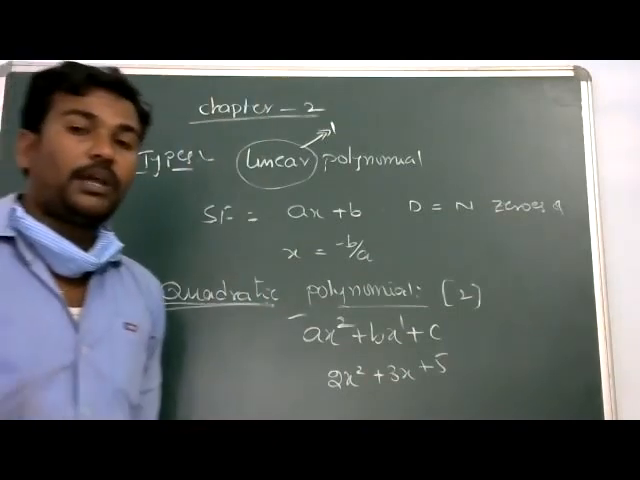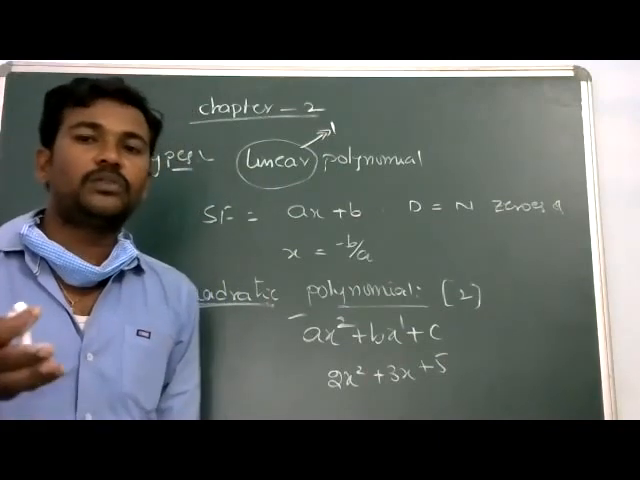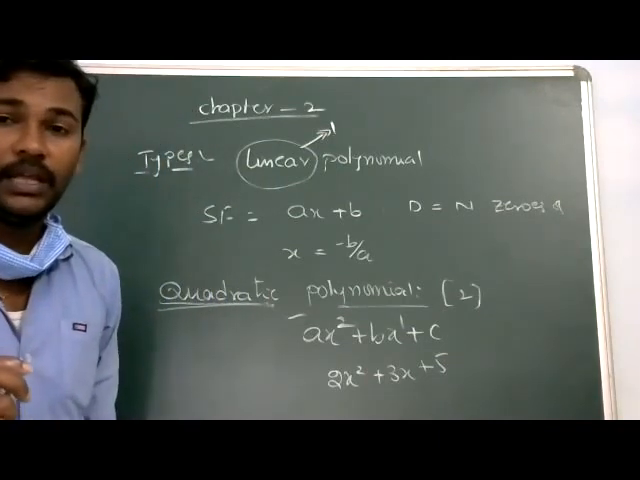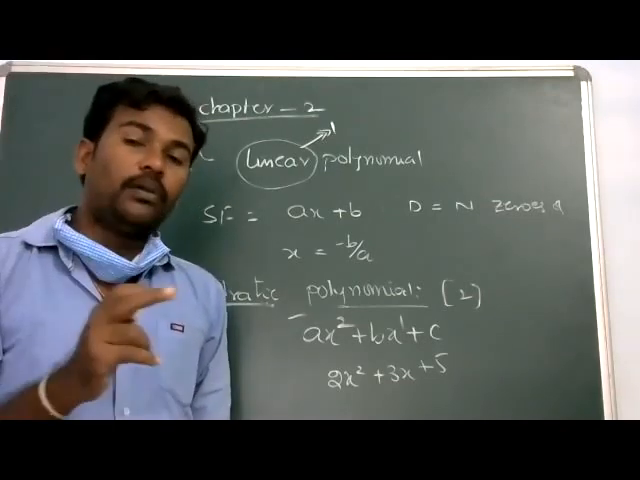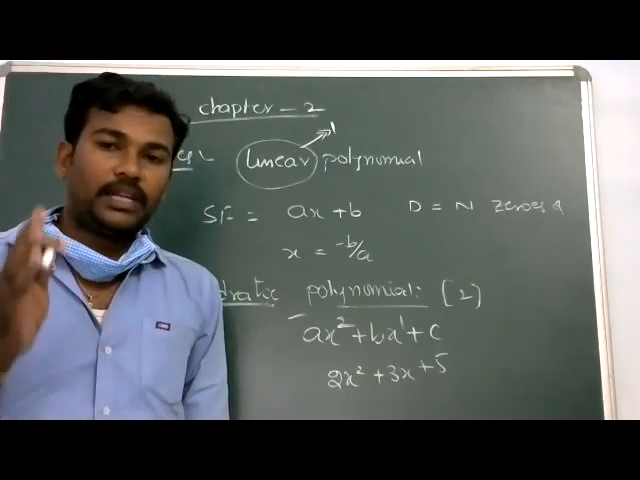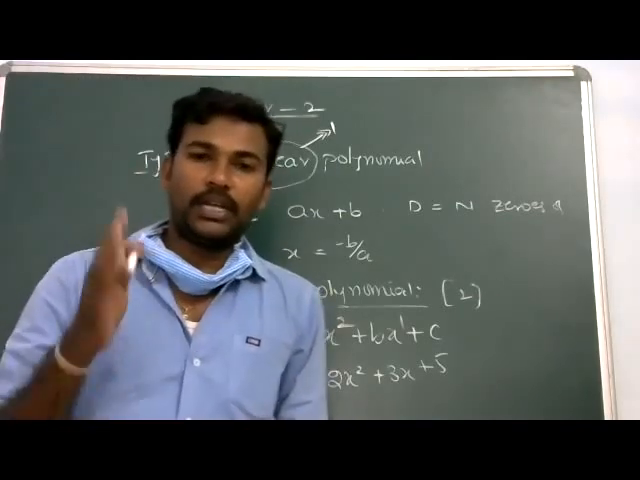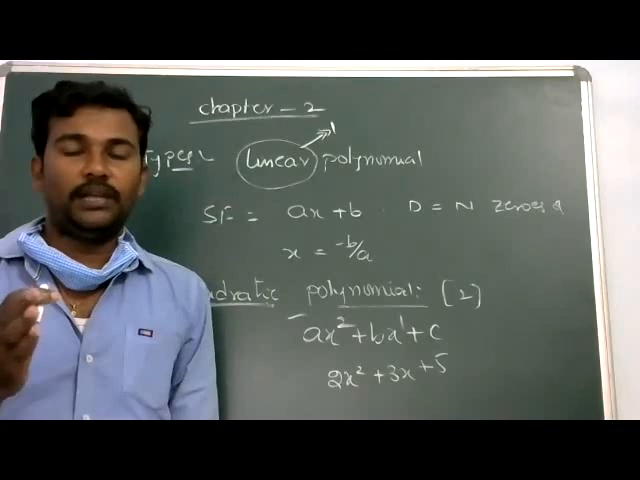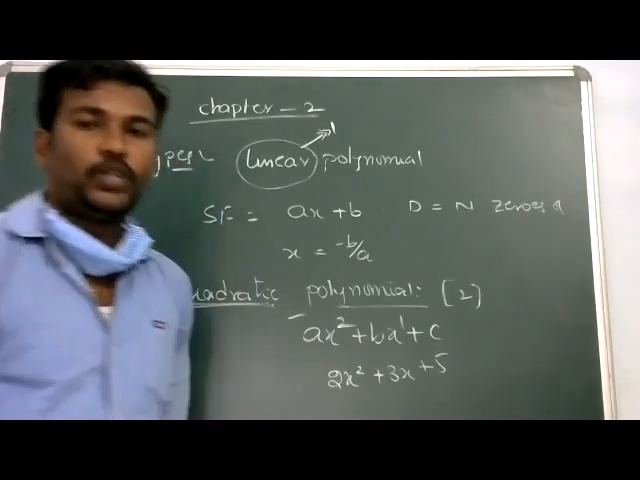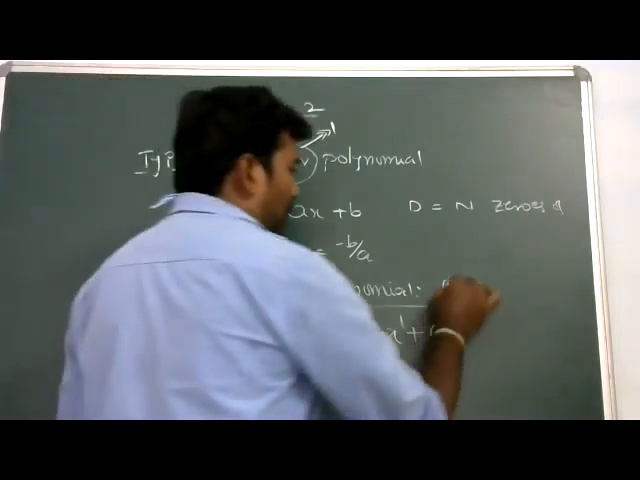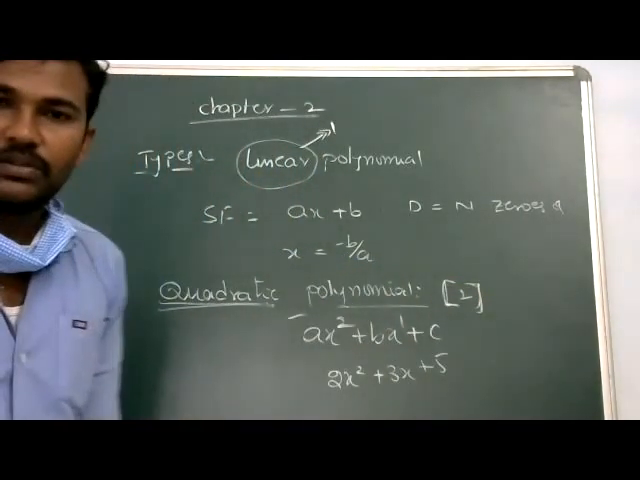If it is a quadratic polynomial, how many zeros are there? What is the degree of the quadratic polynomial? 2. So in any polynomial, the degree represents the number of zeros of the polynomial. Both are equal. So for the quadratic polynomial, number of zeros equals 2, and degree equals 2.